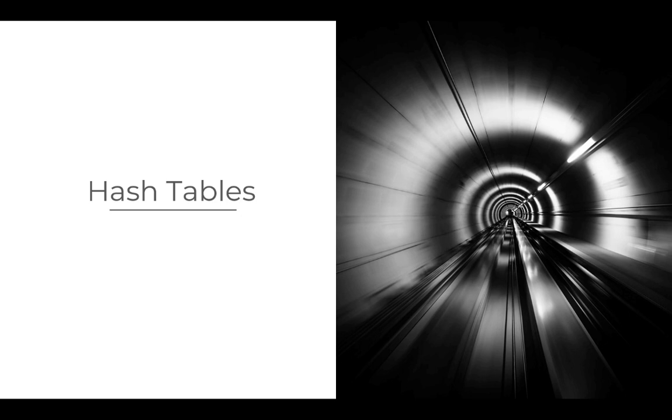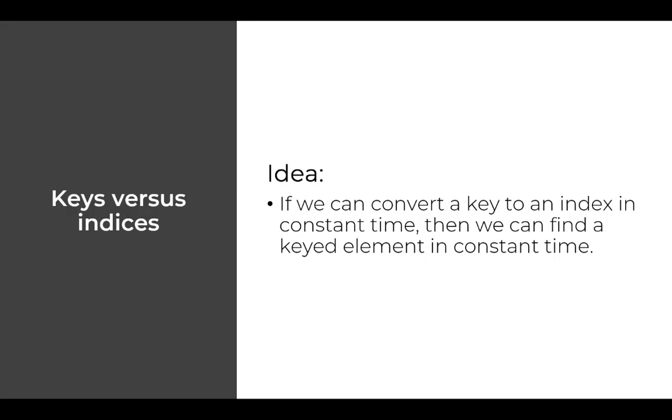In this video, we are going to look at another implementation of a dictionary using hash tables. The idea is if we can convert a key to an index in constant time, then we can find a keyed element in constant time. If we have a key, we can use a structure such as an ordered list or binary search tree to find the value with that key in logarithmic time. If we can convert a key to an index in constant time, then we can find a keyed element in constant time.